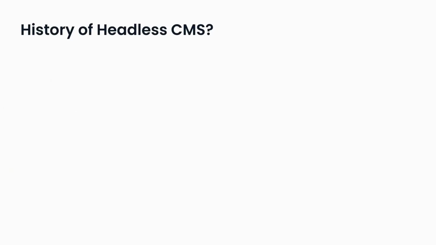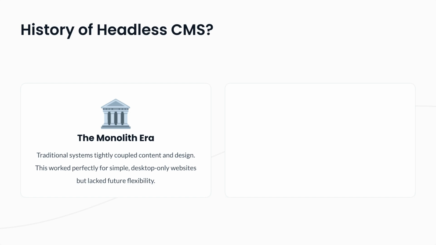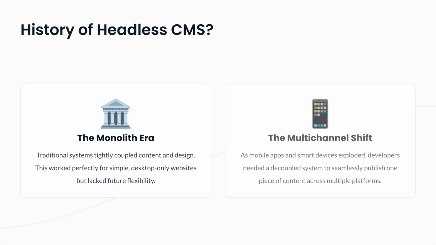Looking at the history, we started in the monolith era, where content and design were tightly coupled, which was fine for simple desktops. Now, with the multi-channel shift, we need decoupled systems to publish content across many platforms simultaneously.